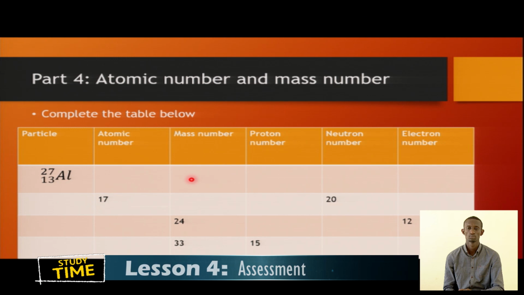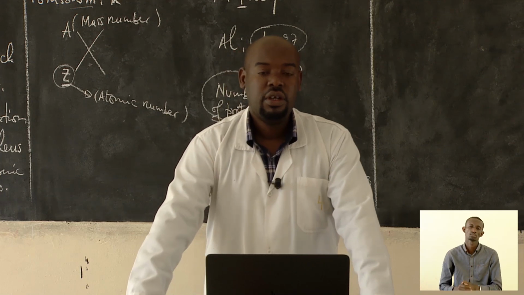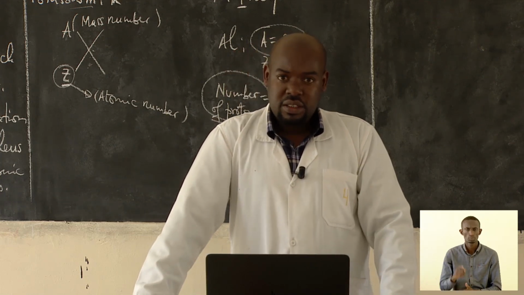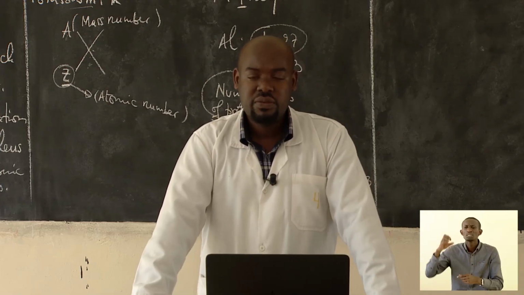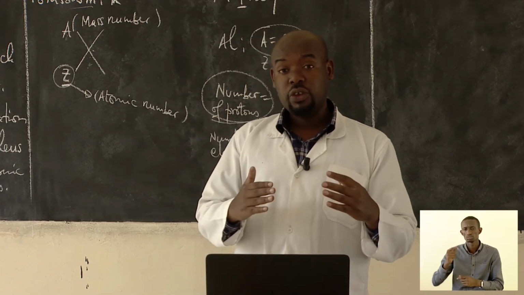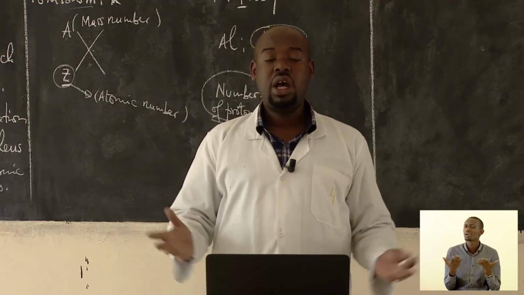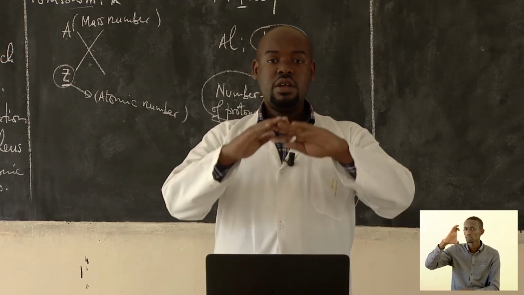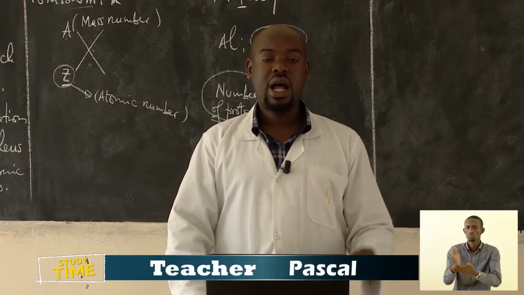Well, let's go to the next. Now, let's see how we write the electronic configuration. How do we write the electronic configuration? Do you remember that? And what is the purpose of writing electronic configurations? The main purpose of writing the electronic configurations is to show how electrons are distributed in different energy levels or electronic shells in the atom.